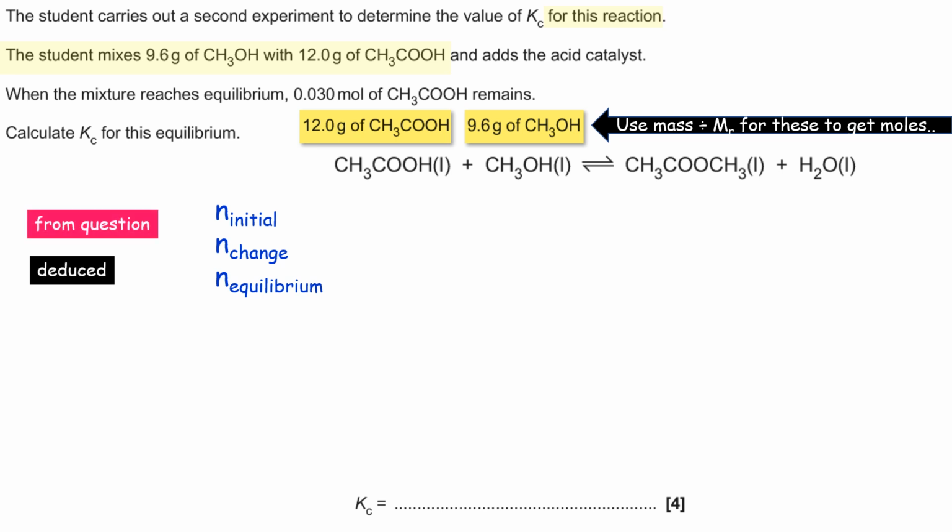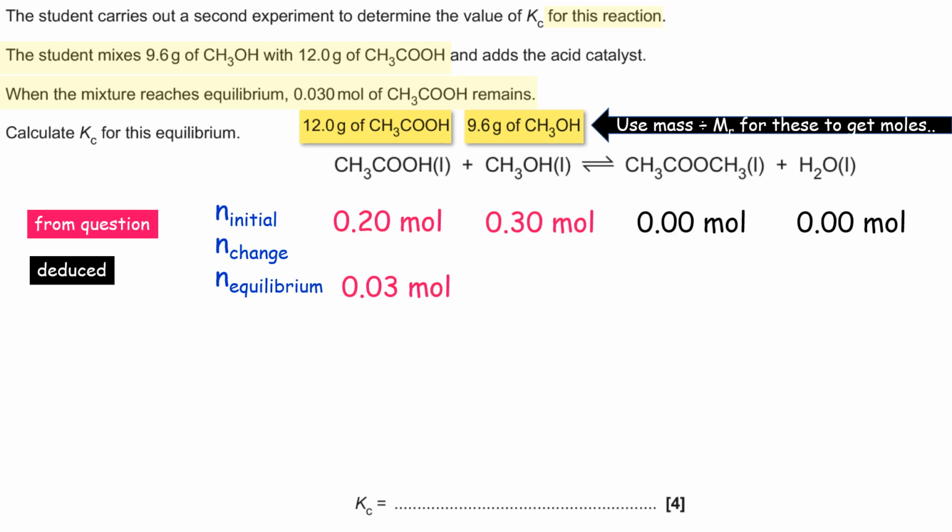So I'm going to color code the numbers I put into my ICE table. The ones in pink are from the question, and the ones in black are deduced. So it tells us that when the mixture reaches equilibrium, 0.030 moles of ethanoic acid remain. So straight away, at the start of the equilibrium, we can assume that there is no methyl ethanoate, and there's no water. So I'm putting in 0.00 on the right-hand side for both of those in black.